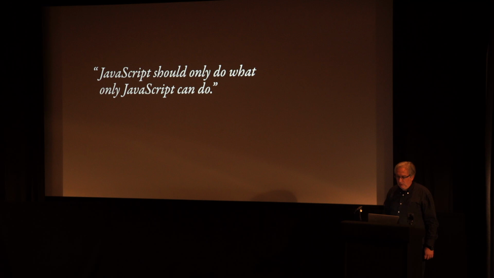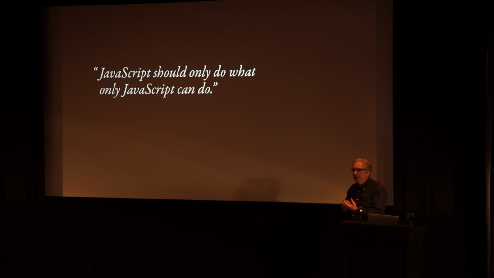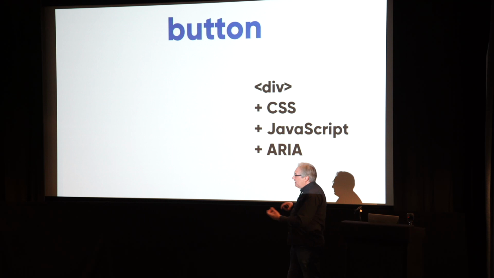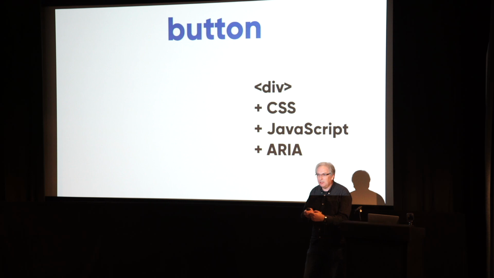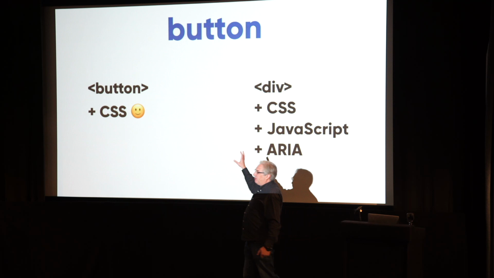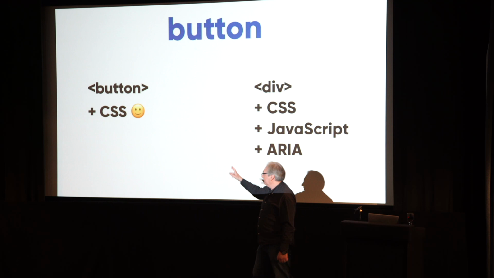So I want to finish up by looking at some potential patterns, components, if you will, that you might come across, where you'd have a choice of how to build them. And you need to make a decision on how you do it. Let's take a very simple component, a button component. One way of building a button component is you use a div or a span, you style it with CSS, you add JavaScript for all the behavior, you add ARIA to make sure it's accessible and that it works with a keyboard. That's one option. Or you just use a button element and you style it with CSS. So in this particular situation, for this particular pattern, I would say there is a clear right answer here, which is you use a button.